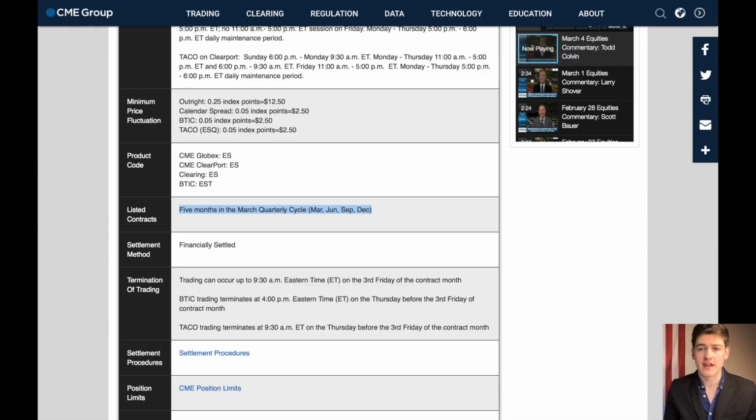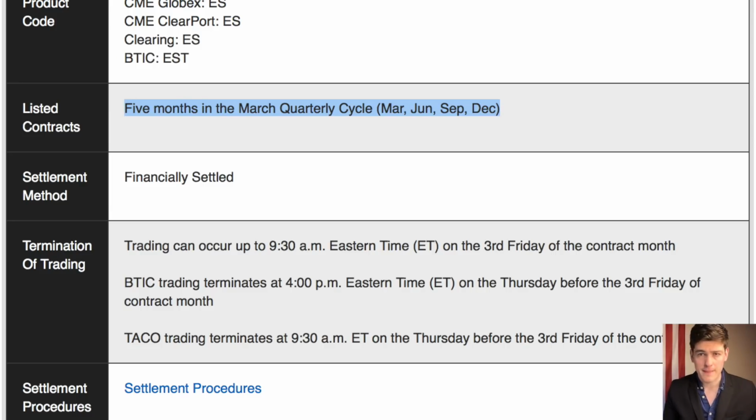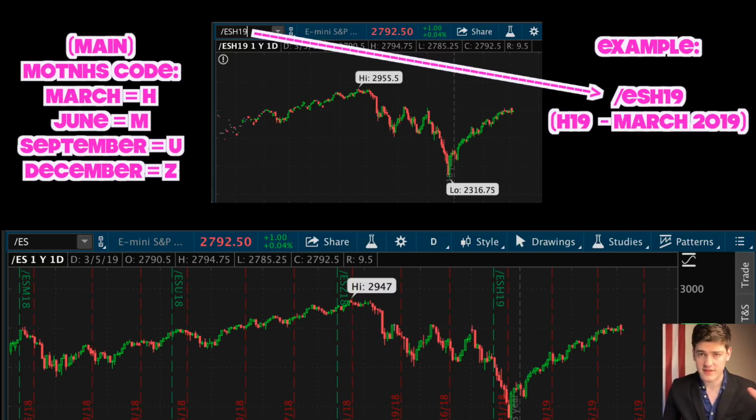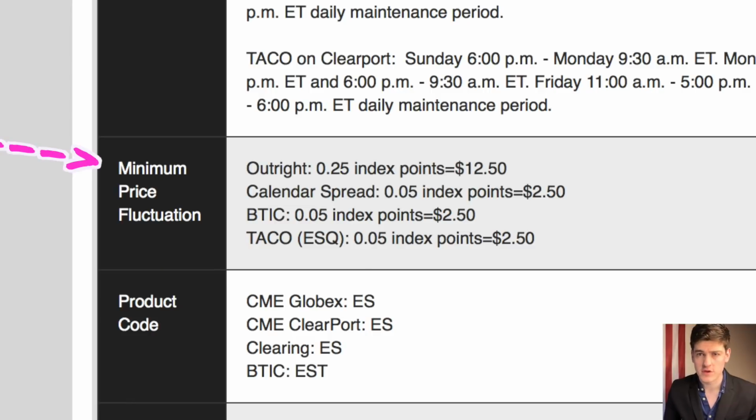So contracts are set up at certain nominal values for certain delivery months: March, June, September, December. You'll see these dates here as well. They are reflected in the actual ticker with an alphabetical code. You'll also find the minimum price fluctuation of the future, but I want to take a minute to talk about the settlement method.